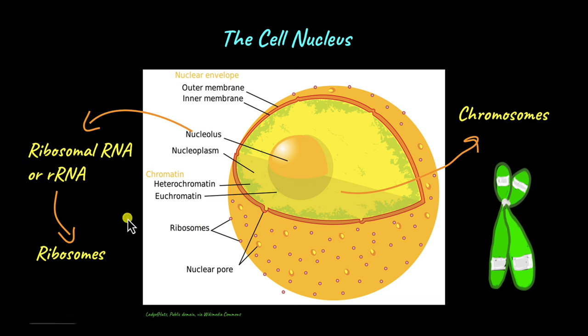So rRNA, which is synthesized in the nucleus, along with a few proteins, make up ribosomes, which then exit the nucleus and move to the cytoplasm. In the cytoplasm, these ribosomes may be within the cytoplasm itself or get embedded within the endoplasmic reticulum, forming the RER or rough endoplasmic reticulum. So now that we've learnt about the different structures that make up the cell nucleus, let's talk about why the nucleus is like the CPU of a cell.